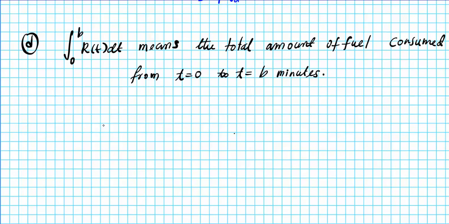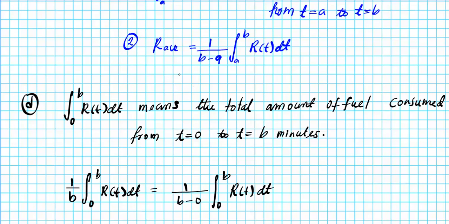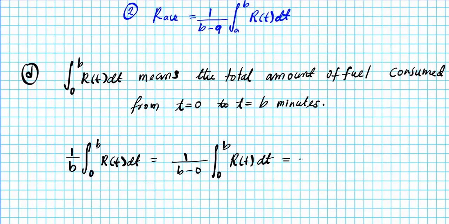Okay, and then the second part of the question, D, what is the meaning of 1 over b times the integral from 0 to b of r of t dt? Well, this is slightly tricky. If I write it like this, 1 over b minus 0 times the integral from 0 to b of r of t dt, you can see that this formula matches this second formula right here. b is b, a is 0. So this is basically equal to our average. And what is r? r is the rate of fuel consumption. So the average value of the rate of fuel consumption, this is what this expression right here means.